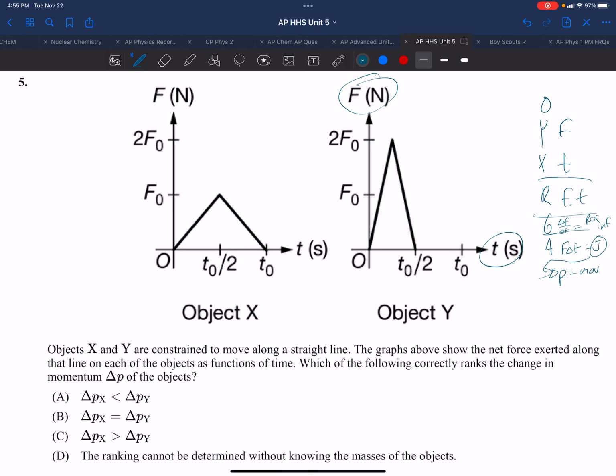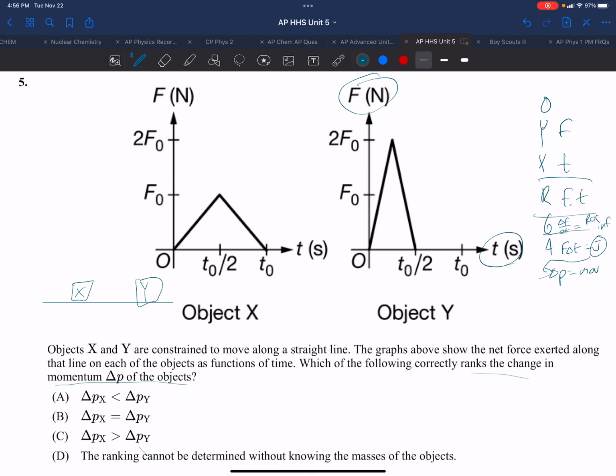So x and y are constrained to move along a straight line. So here is object x, and here is y. They have to move along that straight line. The graphs show the net force acting on them. What ranks the change in momentum of the objects?